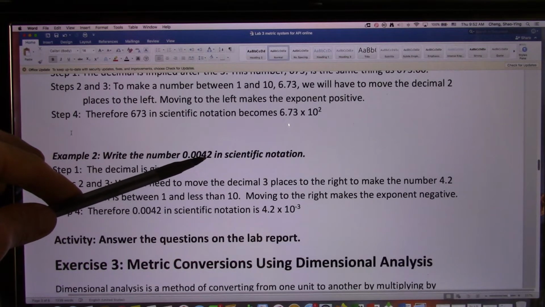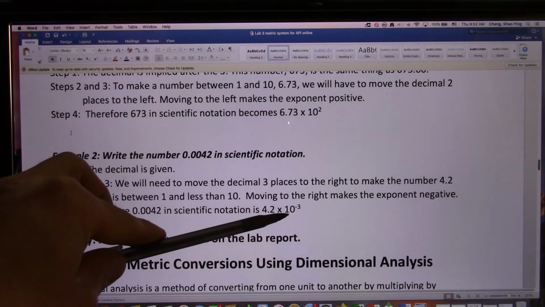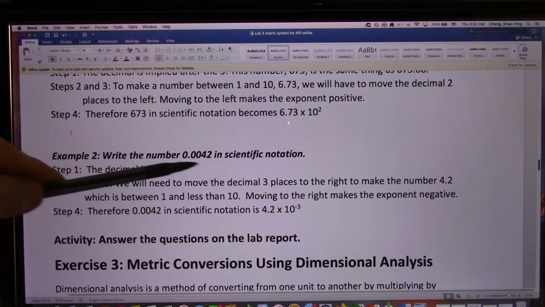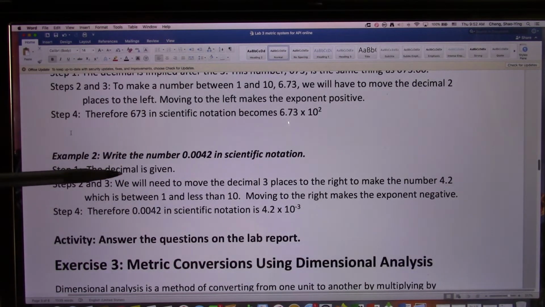Minus 3. So now we're correct because it's 4.2. So we stop here. We found the first number is 4.2 and multiply 10 to minus 3 because we step 3 times to the right. So that's how we do the scientific notation.